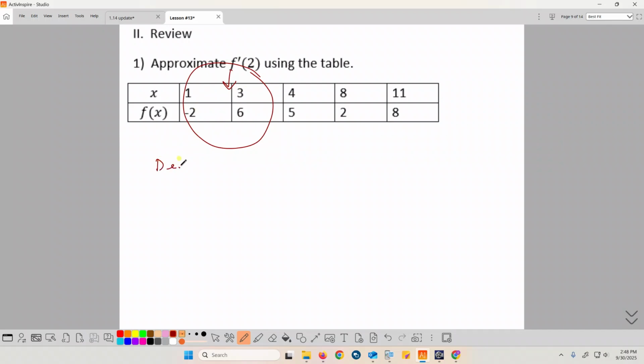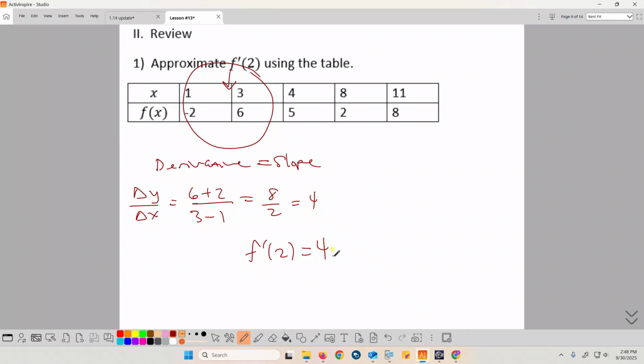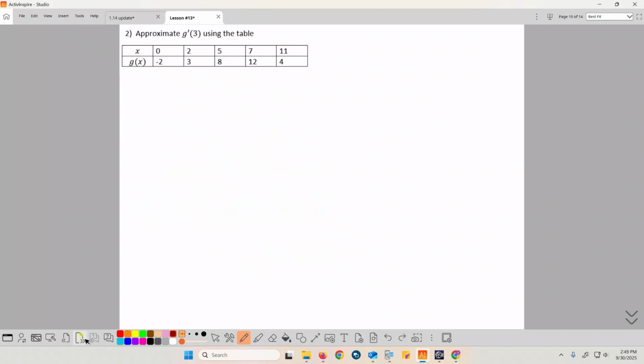And so since we know that a derivative is just really slope, I could really just do change in y over the change in x to figure this out, okay? So let's do that. This would be 6 minus -2. That becomes 6 plus 2 over, and then I could do 3 minus 1, and that becomes 8 over 2, which is, of course, 4. Okay? That means that f prime of 2 would be equal to 4. Now, this is just an approximation, so keep that in mind. But this would be like the best estimate, okay? All right, here's another one of those.